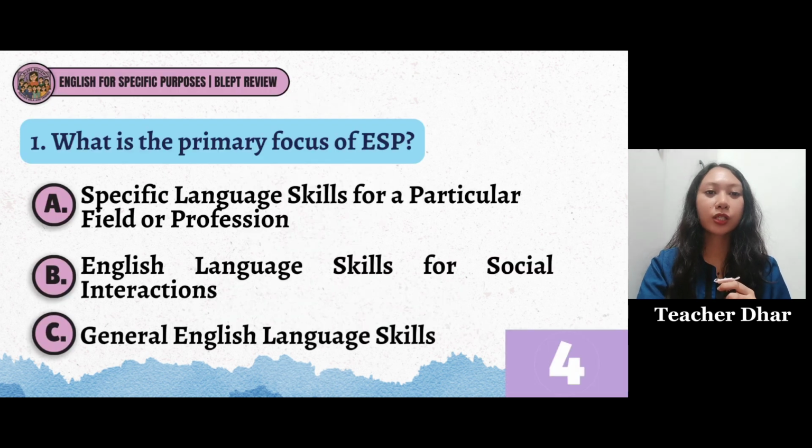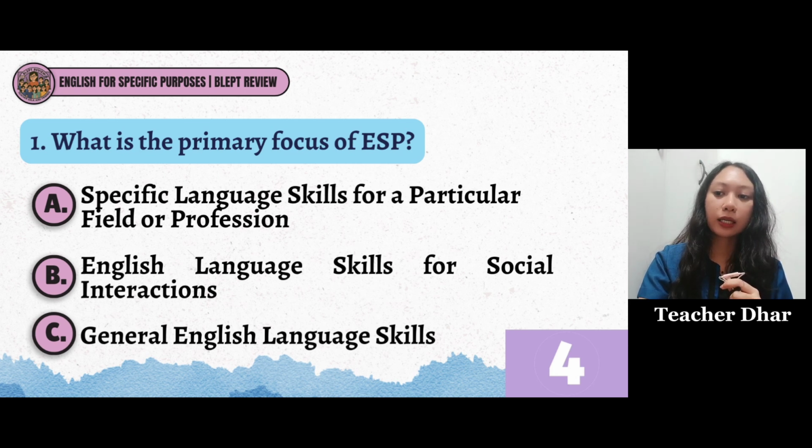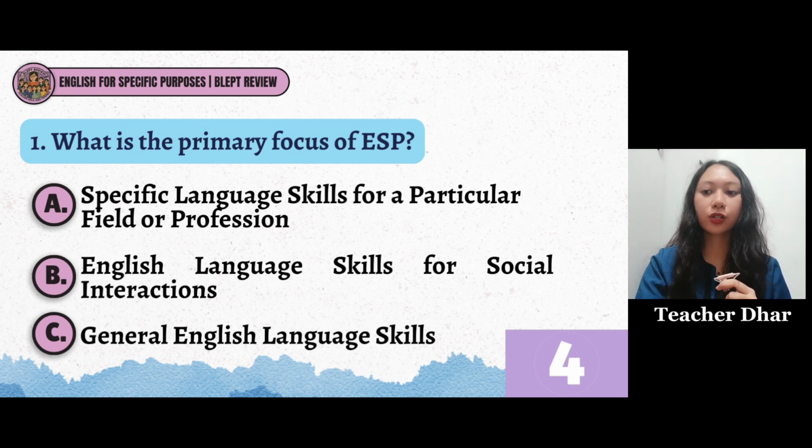For our first question, what is the primary focus of ESP, or English for specific purposes? Letter A, specific language skills for a particular field or profession. Letter B, English language skills for social interactions. And letter C, general English language skills. Alright, you have 5 seconds to answer that question.